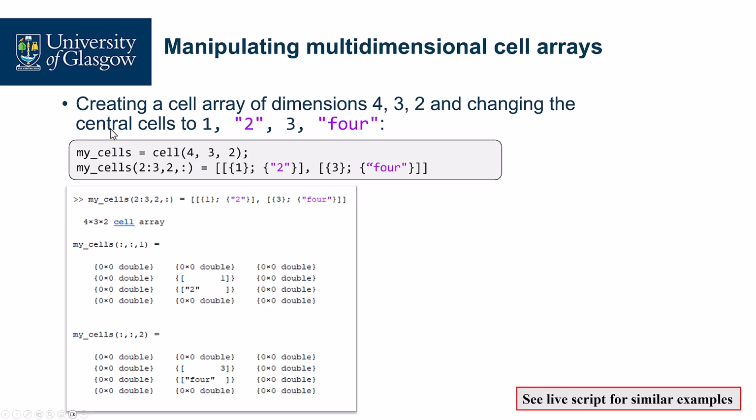I want to change the central cells. The central cells are here and here: 2, 1, string 2, 3, string 4. So I use parentheses, rows 2 to 3, second column, in each layer. Then I put this here: the first one 1, 2, the second one 3, 4. Why should I write like that? I first use curly braces, and outside is square brackets.